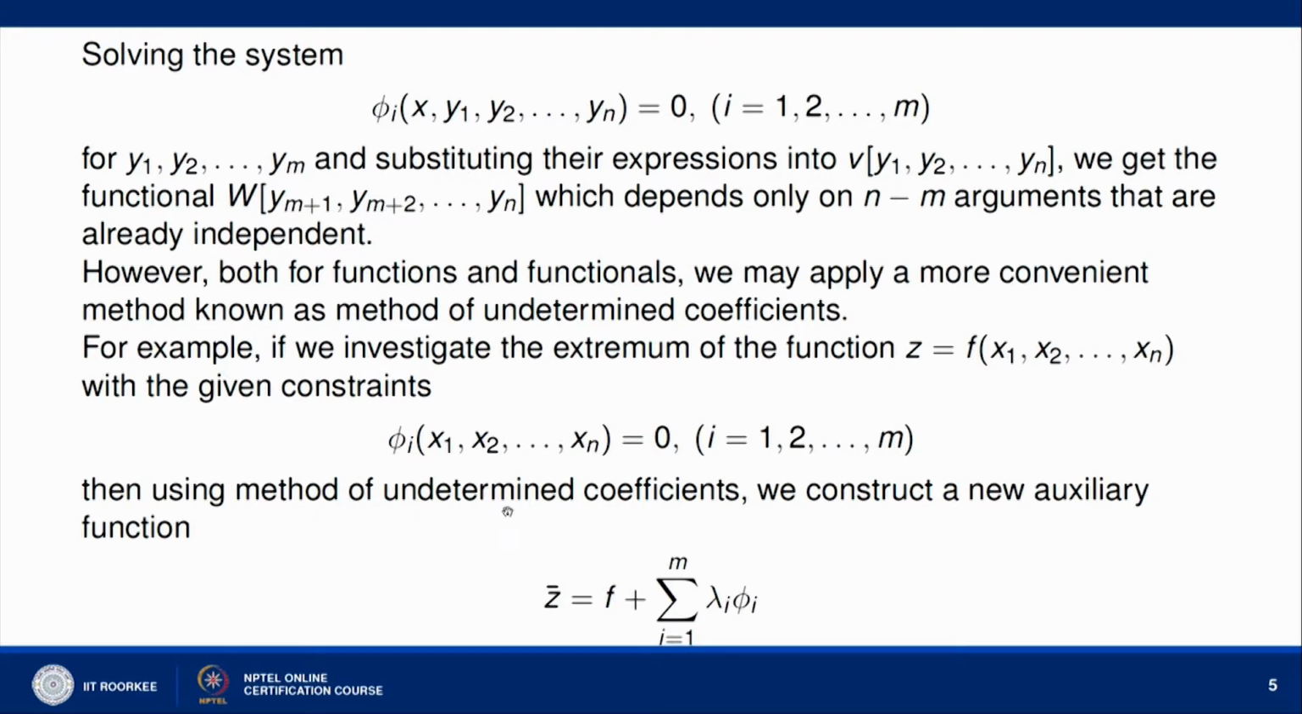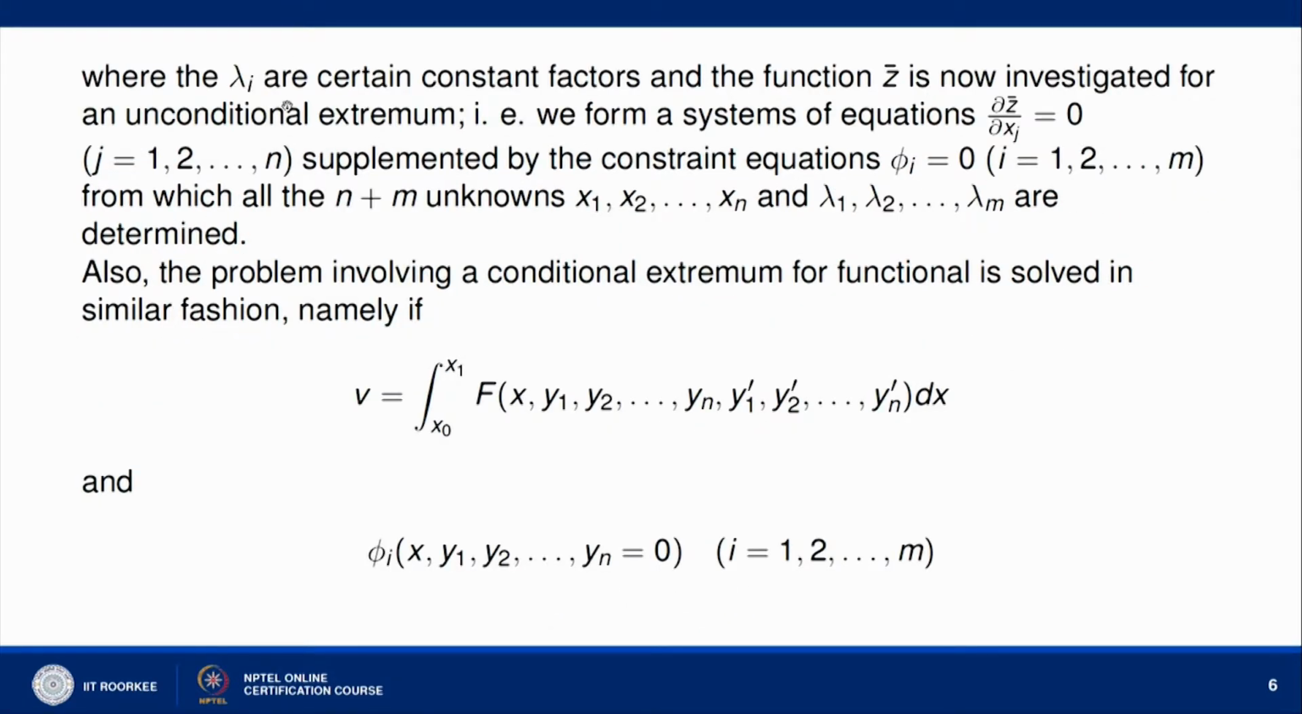Using the method of undetermined coefficients, with the help of this function and the constraints, we construct a new auxiliary function z bar, which is given as f plus summation i equal to 1 to m lambda i phi i, where lambda i are some unknown parameters, known as undetermined coefficients. We try to find lambda i in a way such that the extremum of this function satisfying the constraints is the extremum of z bar. Here lambda is a certain constant factor and the function z bar is now investigated for an unconditional extremum.